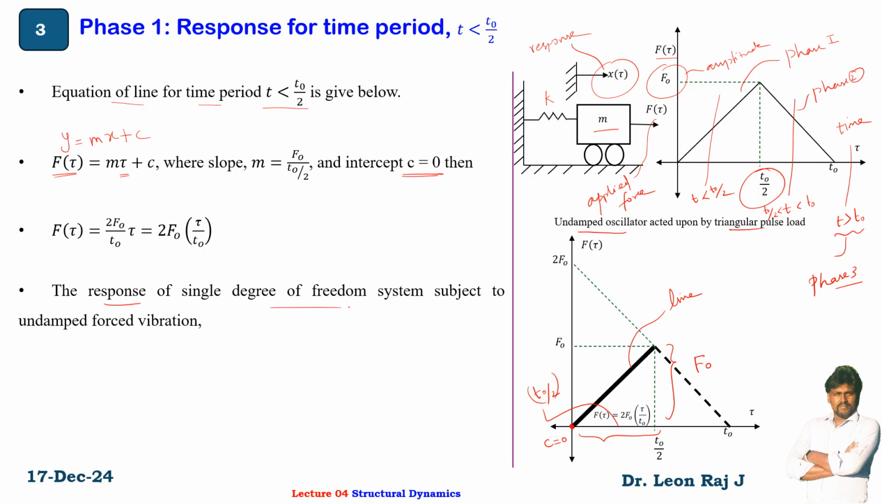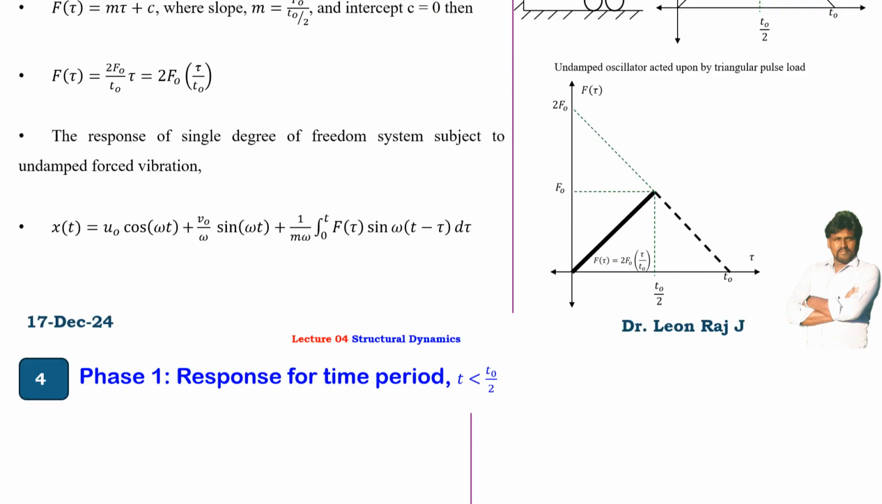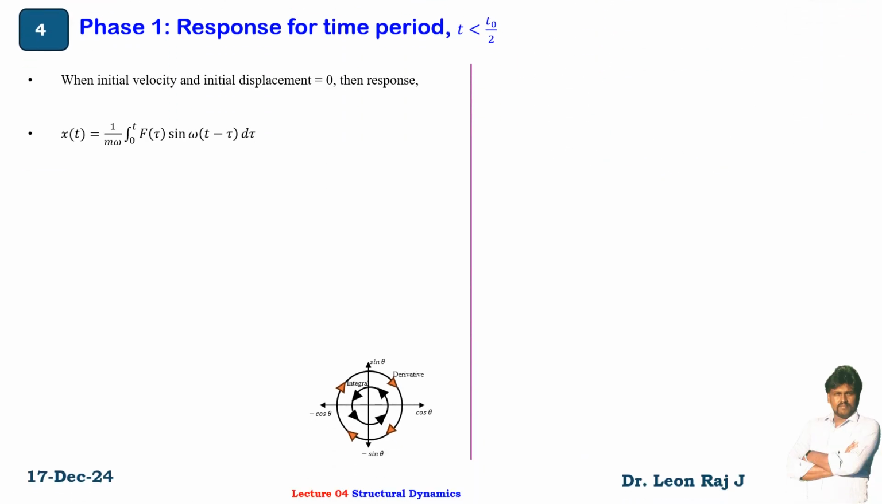The response of a single degree of freedom undamped system subjected to forced vibration, which I explained earlier, by Duhamel's integral for any arbitrary load is x of t equal to u0 cos omega t plus v0 by omega sin omega t plus 1 by m omega, integral 0 to t, f of tau sin omega (t minus tau) d tau. Here the initial displacement equals 0 and the initial velocity equals 0. Therefore, the whole free vibration term becomes 0. The leftover response is x of t equal to 1 by m omega, integral 0 to t, f of tau sin omega (t minus tau) d tau.